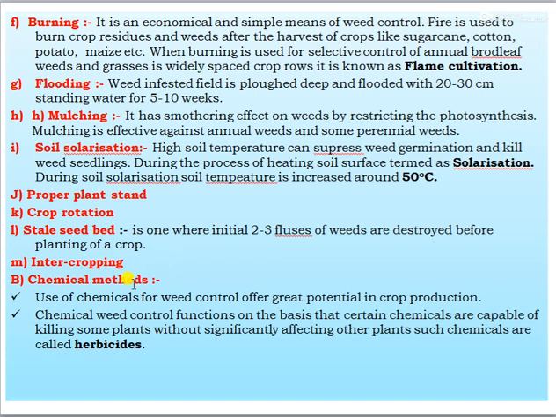Then the next method, there is the chemical method. That is the use of chemicals for the control of weeds, which has great potential in crop production, as chemical weed control functions on the basis that certain chemicals are capable of killing some plants without significantly affecting the growth of others. Such chemicals are called herbicides.